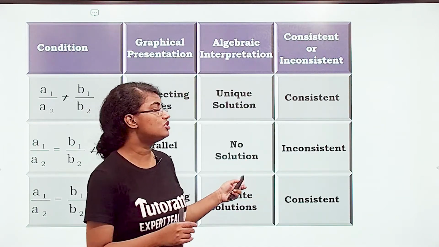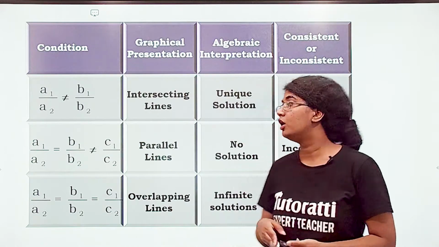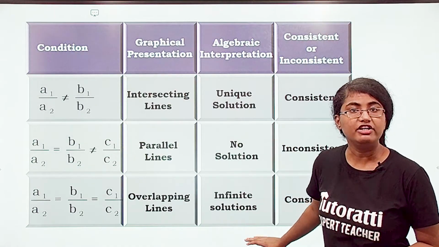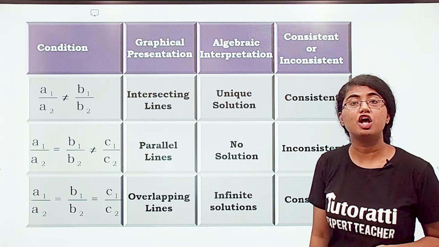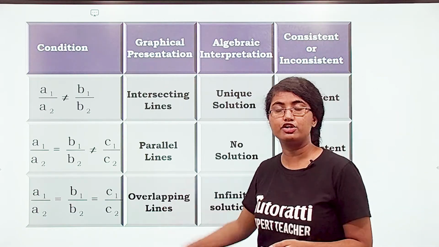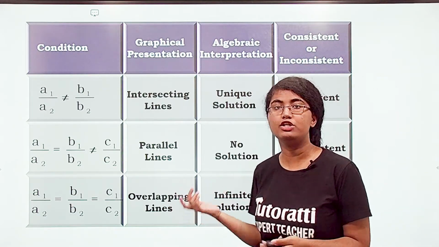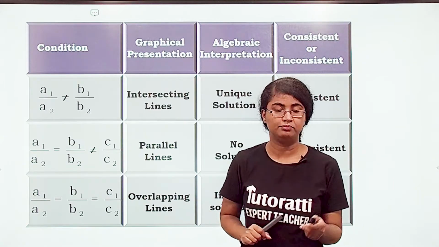Okay, so this is the table that you need to remember every time you want to identify the nature of your equations. Alright, now let's solve a couple of sums based on these conditions and try to understand in detail how we are going to solve it.